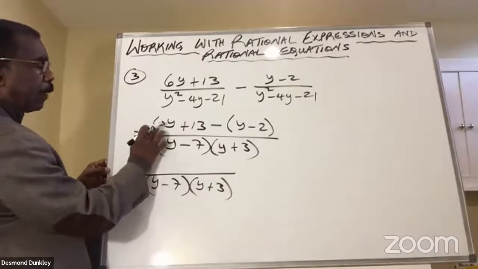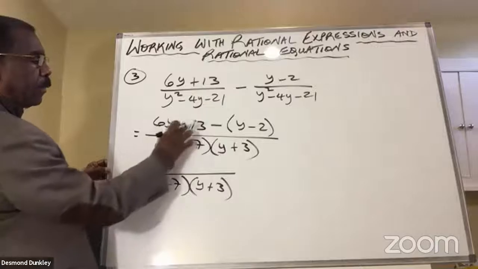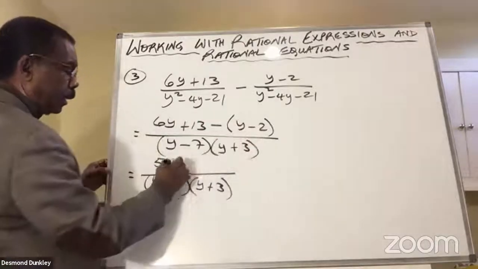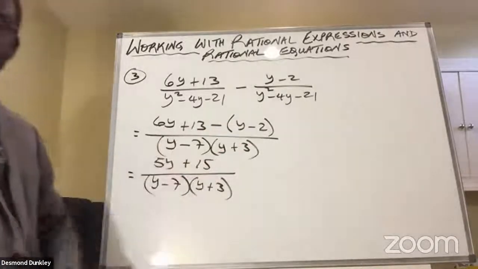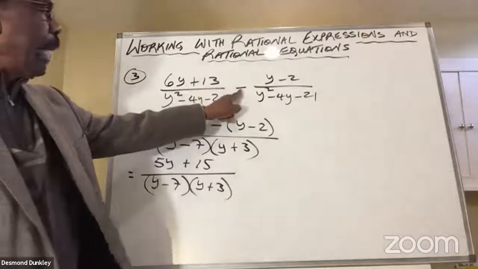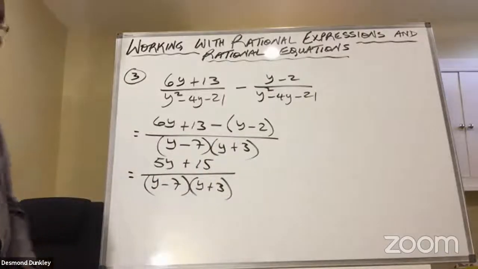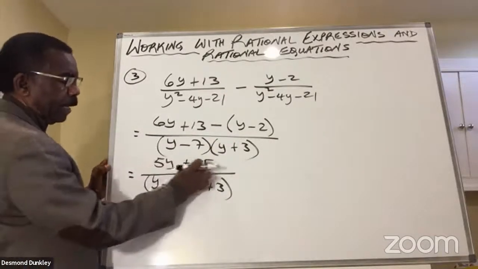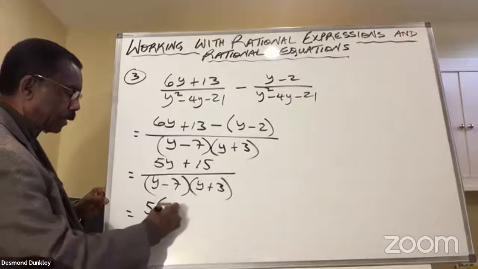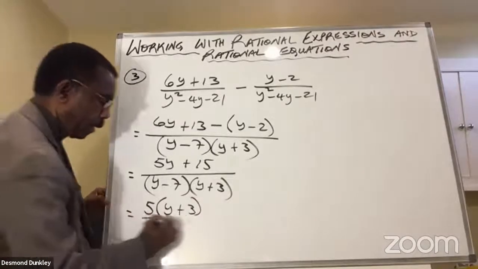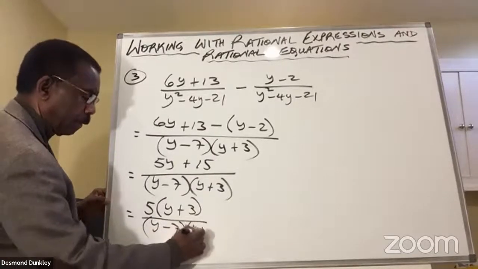And then this becomes 6y minus y gives me 5y. And then 13 minus minus 2 is 13 plus 2, gives us 15. Let me quickly check that. If you're minus and negative, you will get a positive. 13 plus 2, 15. If you see this, you notice that 5y and 15 can be factorized. So we end up with 5 times y plus 3 over y minus 7 times y plus 3.